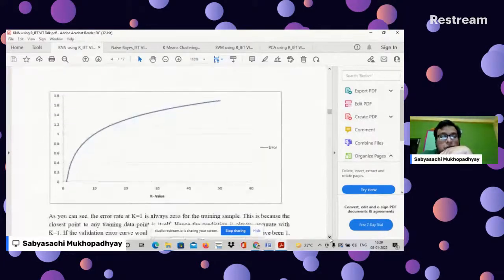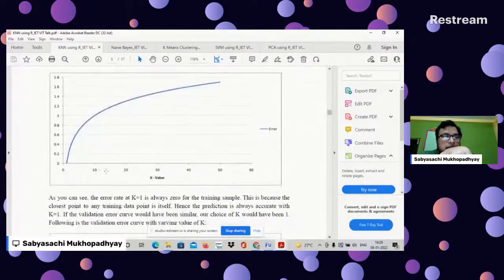So we have to see, for example, this case. You have different K values, starting from K equals 1, and as you can see, the error rate for K equals 1 will always be 0 for the training sample. This is because the closest point to any training data is itself, so the prediction will always be correct with K equals 1. But as you gradually increase the value of K, this type of curve you will see for the training data.